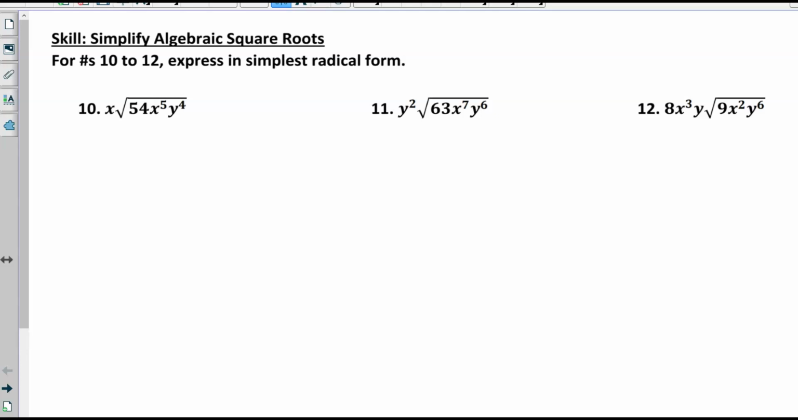This is for Algebra 2, Lesson 2.01, and in this video we're going to go over the skill Simplifying Algebraic Square Roots. So let's look at example 10. What we want to do is first break up this expression so we have the radicand with the highest perfect square component, and in the other radical will be the non-perfect square factor.